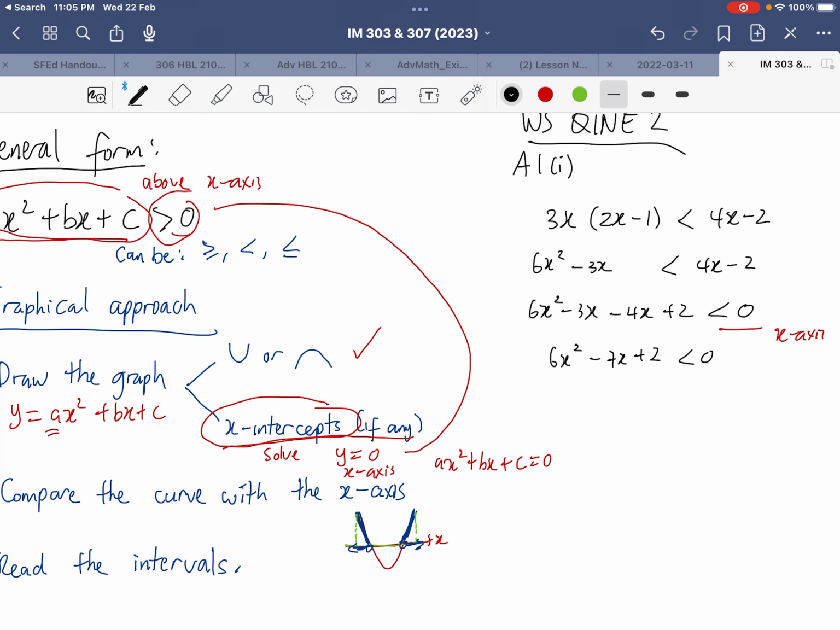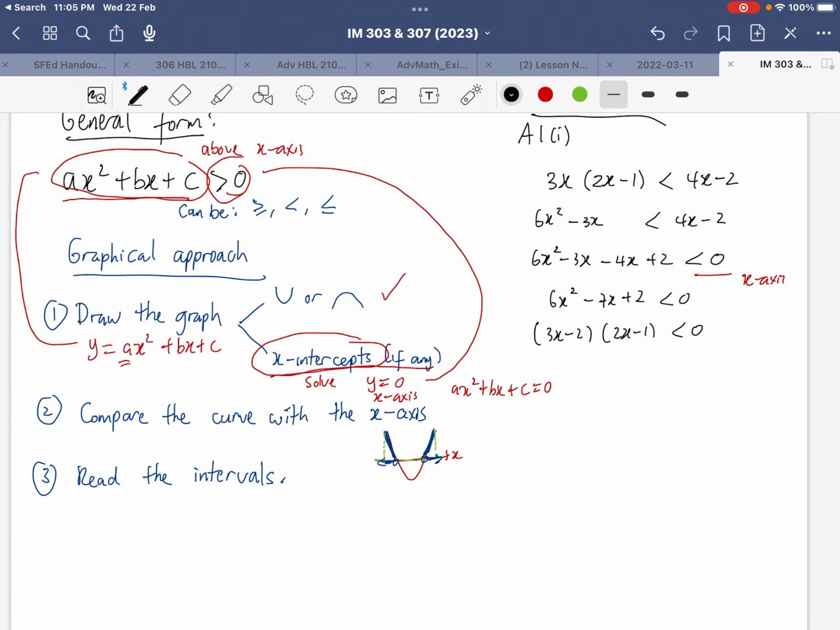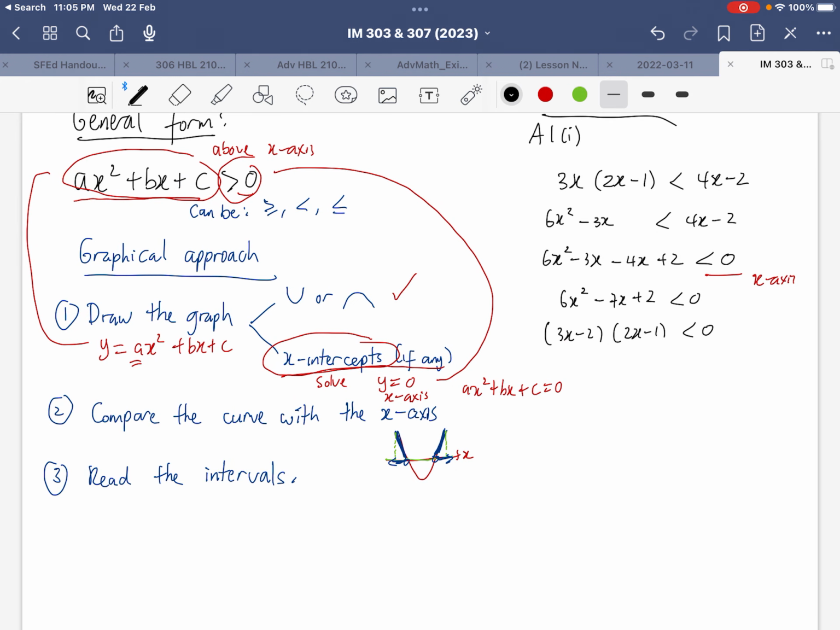Now, notice that I can actually factorize 3x minus 2 and then 2x minus 1 less than 0. When you do this, hold on, okay? Don't assume 3x minus 2 less than 0 or 2x minus 1 less than 0. That's not the case. All right. What we need to pay attention to now is find the shape and the x-intercepts.